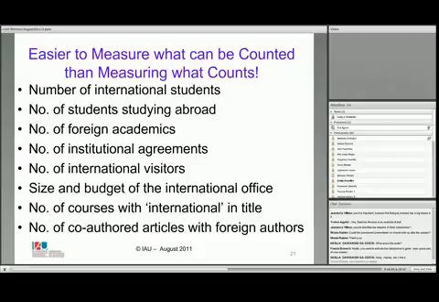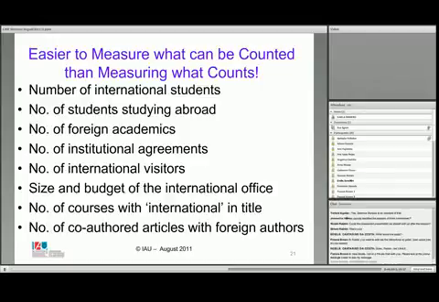The number of international students that you have on your campus or in your university, the number of students you sent abroad, the number of visiting foreign academics, the number of institutional agreements your president or rector has signed in the last year or so, the number of international visitors that you have hosted as a university, the size and budget of the international office, size in terms of staff, the number of courses simply with the word international in the title, and the number, of course, of co-authored articles with foreign colleagues.